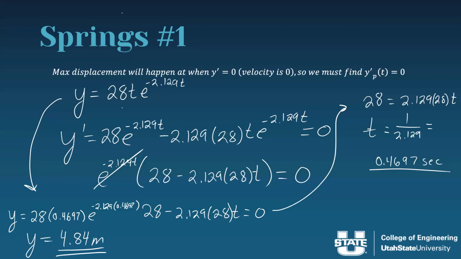Does that process make sense? Does anyone have any questions about that? Yes. What happened to the e? So right down here at this step, since it was set equal to 0, we divided both sides by that e. So there's another way of writing it.